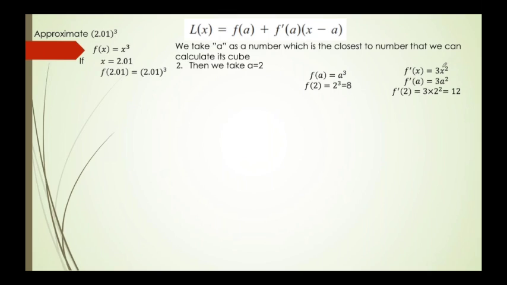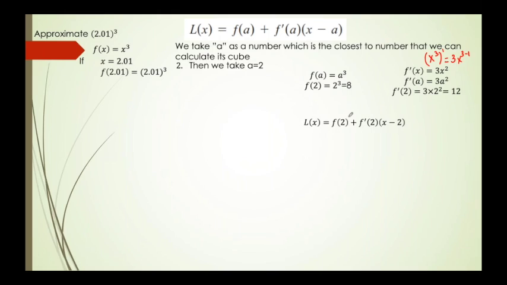f prime x is equal to 3x squared, because from the property of derivatives, we know that the power comes in front of the expression, and the expression will be 3 times x power 3 minus 1, which is 3 times x squared. And f prime a is 3a squared. When we substitute a in the function, f prime 2 will be 12.